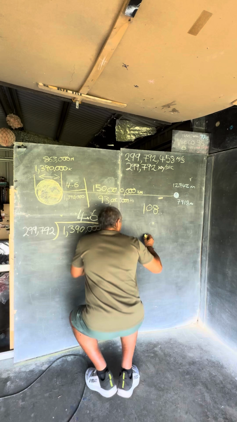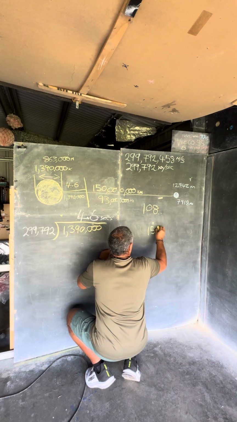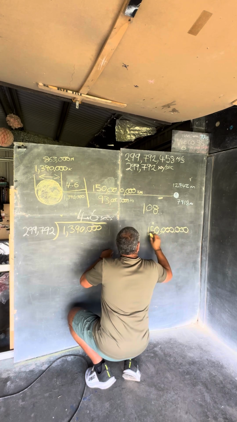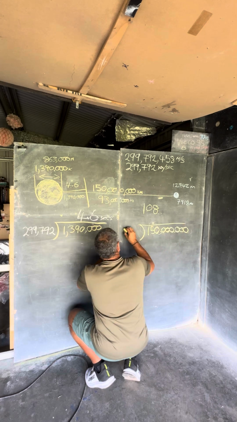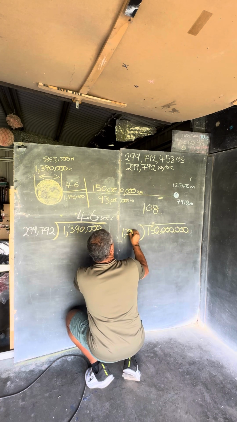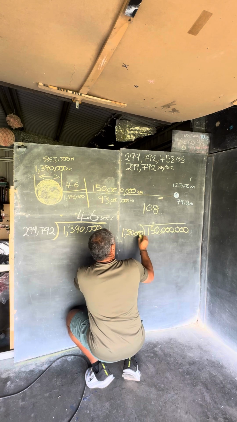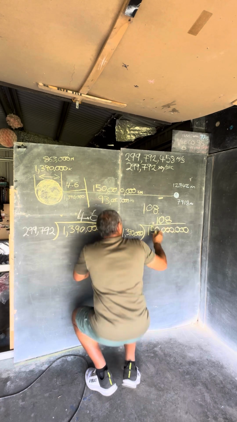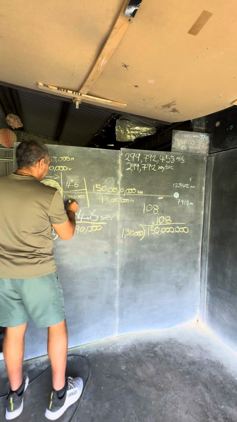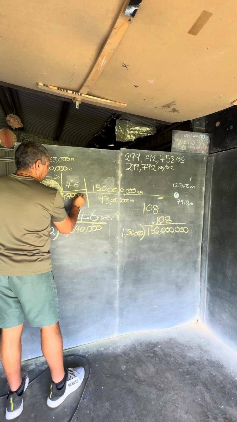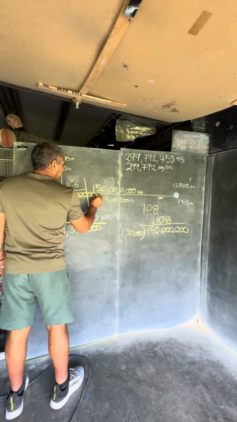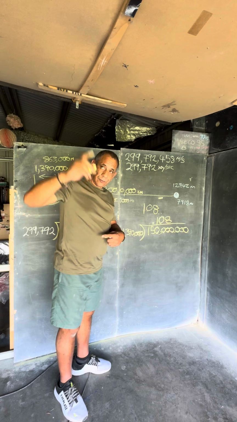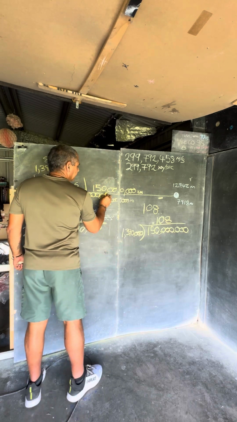So, if we divide 150 million kilometers by the sun's diameter, we get 108. That means there are 108 suns in between Earth and the sun. Right? We have 108 sun diameters in between us and the sun. 108.